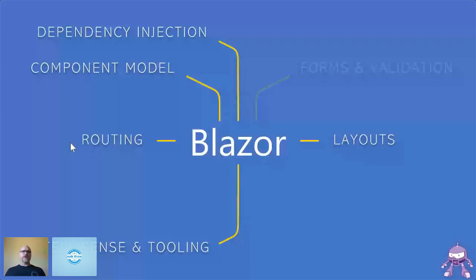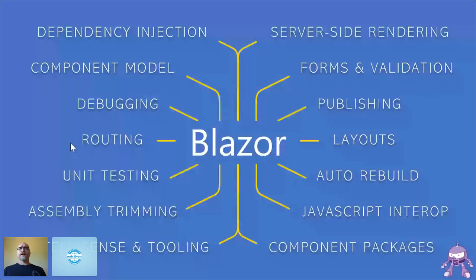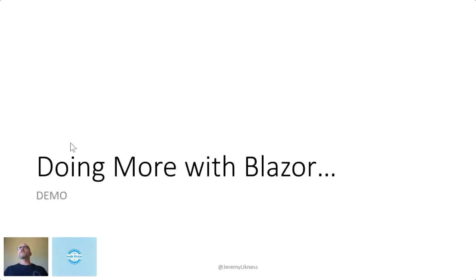Blazor is so much more. It provides a component model, there's a debugging experience, there's routing, there's unit testing, working on assembly trimming so that basically if you reference a DLL, it's only pulling down the portions of code that you're actually using. You can see forms, validation, publishing layouts. There's a lot to it. I want to dive into a little more in-depth example just to show you some of the power.